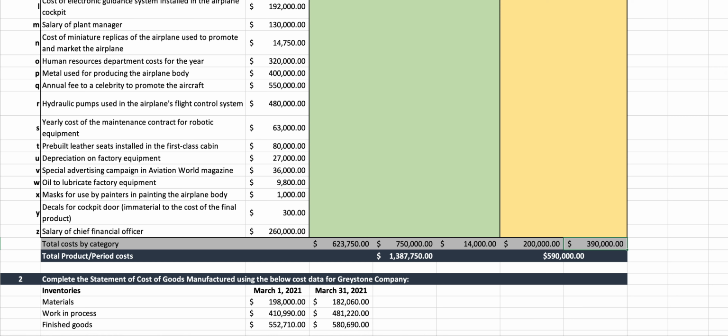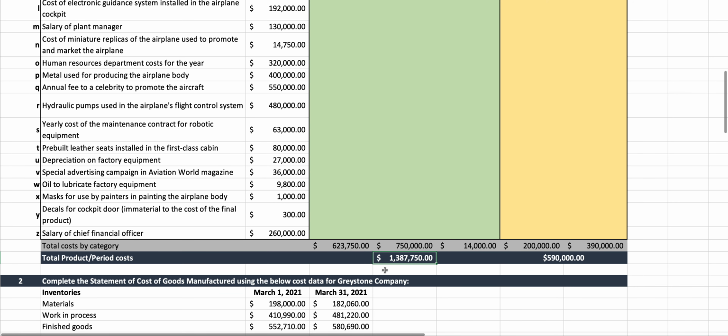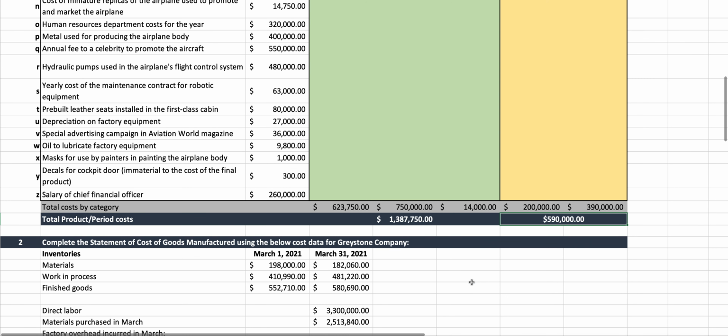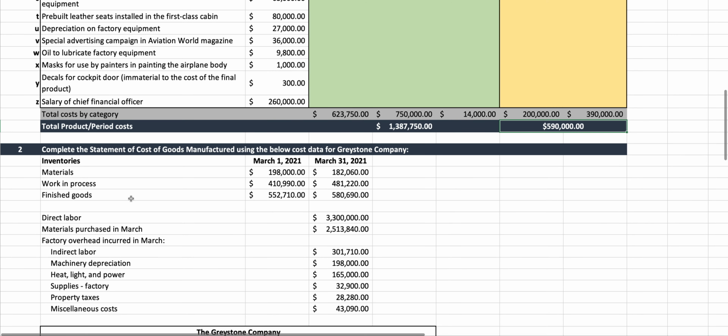We get to further divide this by our total product or period costs. Now remember, this is the cost. The product cost is what will end up on the inventory or our cost of goods sold. The period costs are what will be reported as expenses for the month in which they were incurred. All right, so let's go on to the next piece, which is completing that statement of cost of goods manufactured.